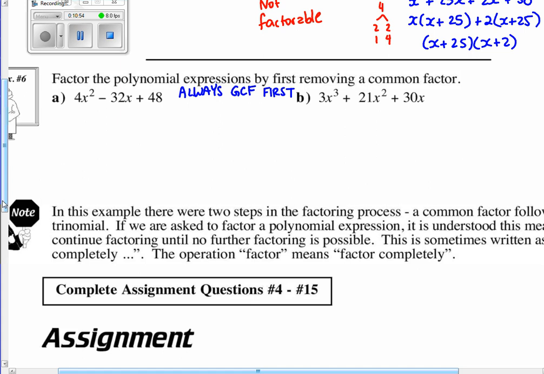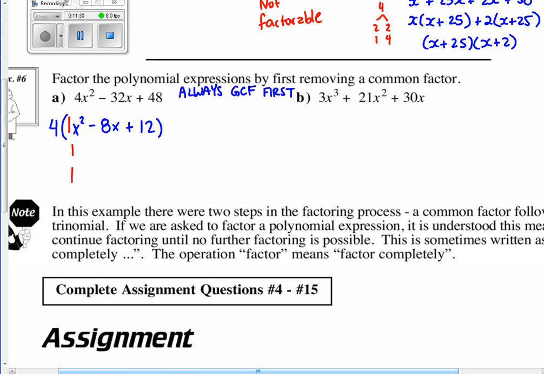We divide all of those by conveniently 4. What is 32 divided by 4? Good. What's 48 divided by 4? How about 12? Okay, so now we have a simple trinomial inside, so let's factor that. Only way to multiply to 1x squared, 1 and 1. Right, because the coefficient of the x squared is a 1.